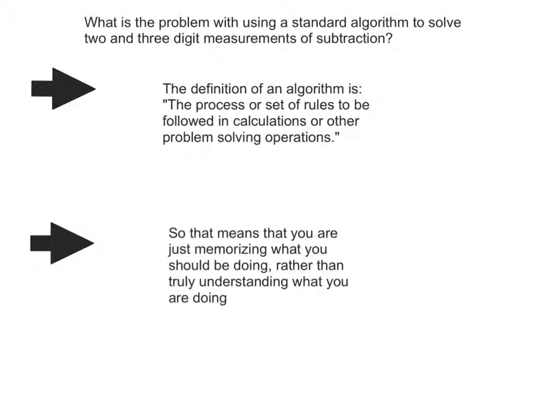The problem we have when we use a standard algorithm to solve 2 and 3 digit measurements of subtraction is the algorithm just helps you to memorize things, which makes it easier for you to solve the problem without actually understanding why you're solving it.